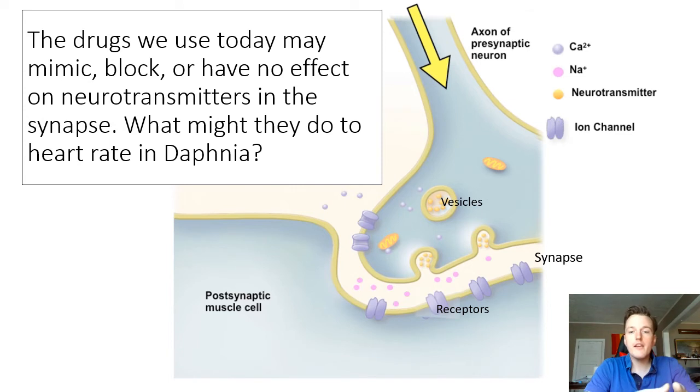So if they're mimicking a neurotransmitter that may increase the heart rate, then adding that drug should increase the heart rate. Now, if the heart would normally be beating at a certain rate, and then you block those neurotransmitters that would be causing it to beat at that rate, then you might slow down that heart rate. Or if there's no effect, then you're obviously not going to see any effect. And so those are just a couple examples of many different ways that you can think about this happening.